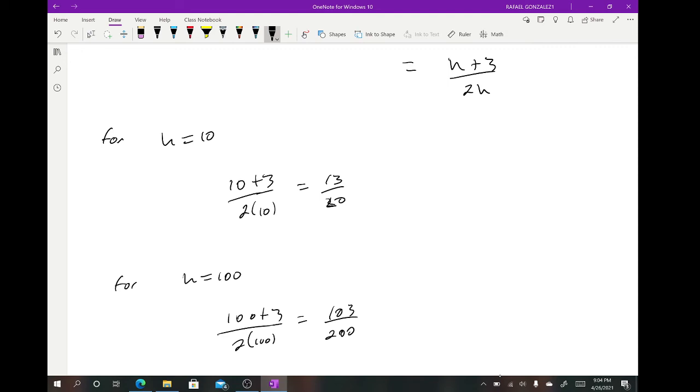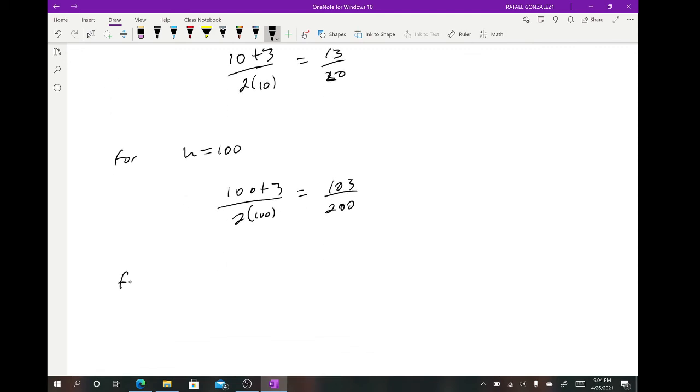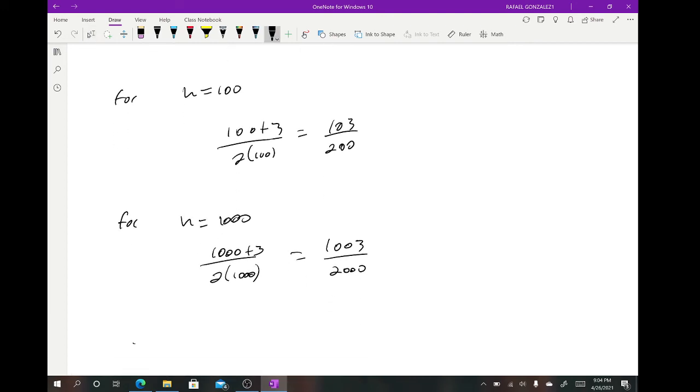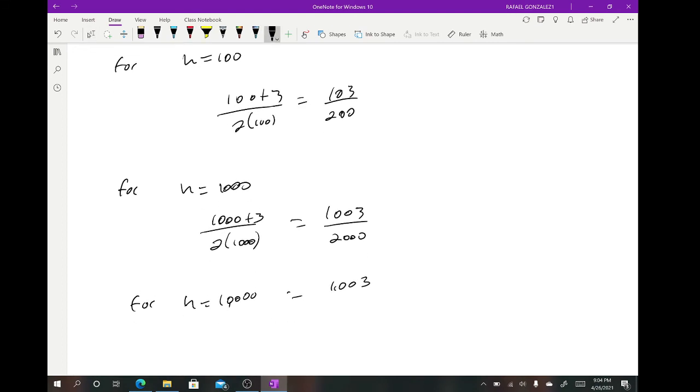I guess I should show you what it's equal to in decimal form. So let me just do 1,000. This is going to be 1,000 plus 3 divided by 2 times 1,000. This is going to be 1,003 divided by 2,000. And finally, n equals 10,000. It's going to be equal to 10,003 divided by 20,000. At this point, you see the pattern.